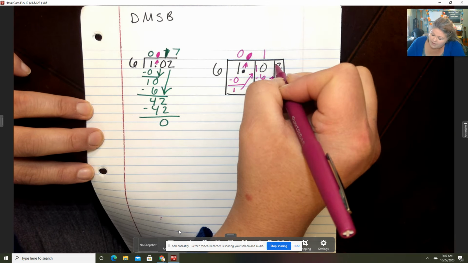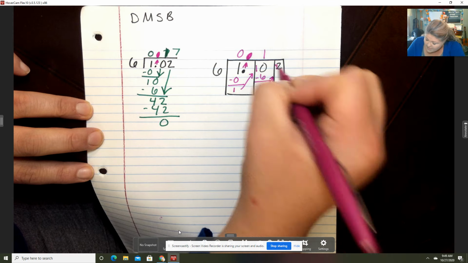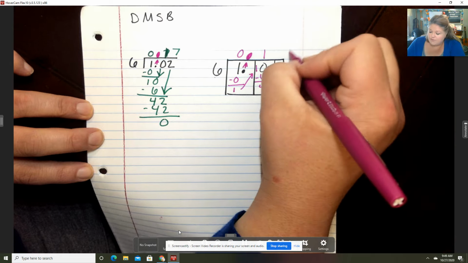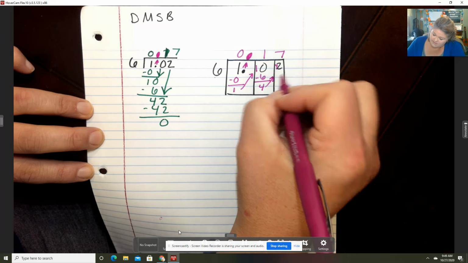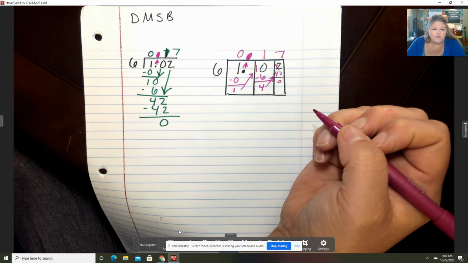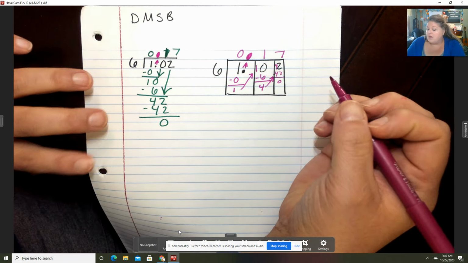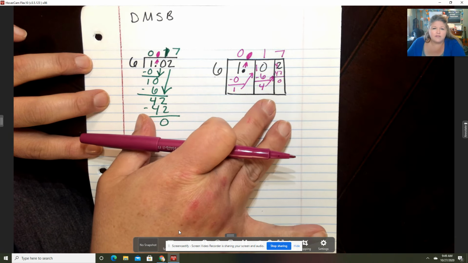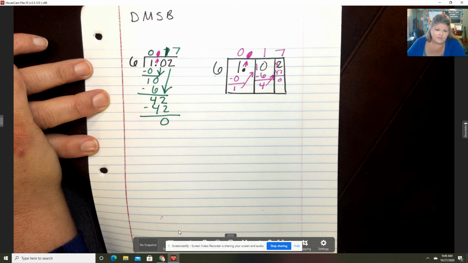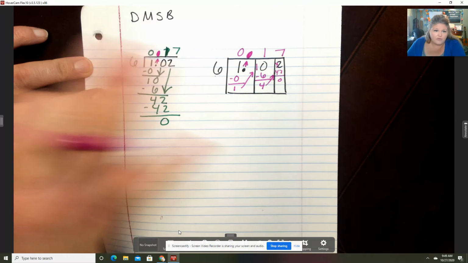I bring that up, and I'm going to fit that little 4 right there because it's so small. 6 goes into 42 7 times. 7 times 6 is 42, and I subtract, but I have nothing left. I have nothing to bring down or to bring up. So those are 2 different ways, similar, but 2 different ways to do it, and you have the same answer. So again, you pick which way you like.